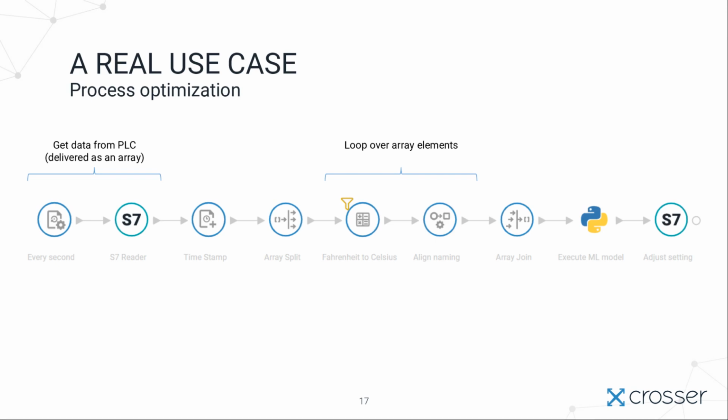And this is a model that is designed for optimizing the performance of our machine. So the output of this will be a new setting that we then want to send back to our machine, again using a PLC connector to deliver the result back to the machine. So this is one example of how these types of modules can be combined to create a real use case, which is more or less what we see out there being built with our tool.